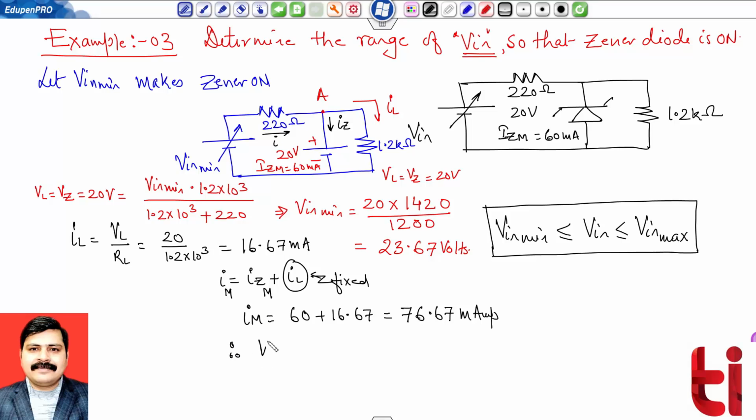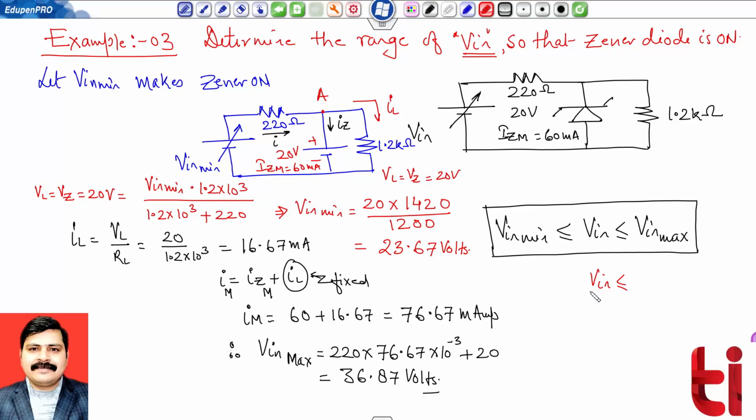Therefore, Vin max will be equal to the voltage drop across this plus this VZ. So it is 220 multiplied by 76.67 into 10 raised to power minus 3 plus 20. Okay, and this will come up to 36.87 volts.